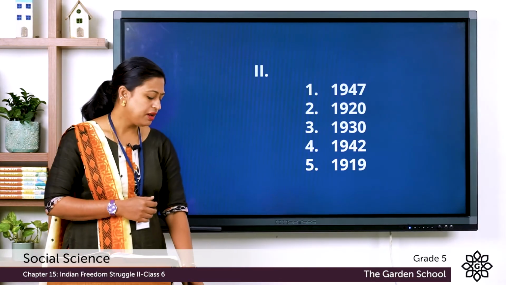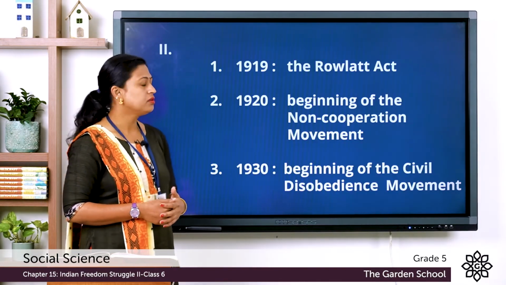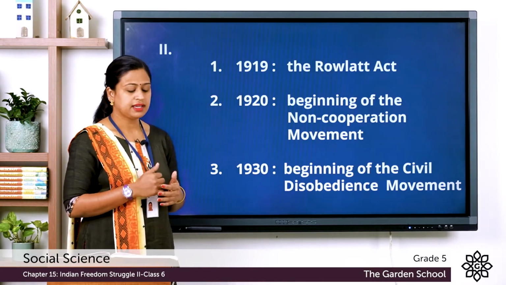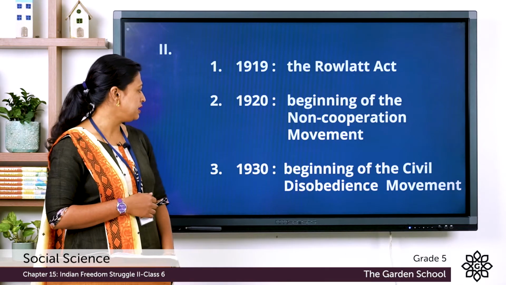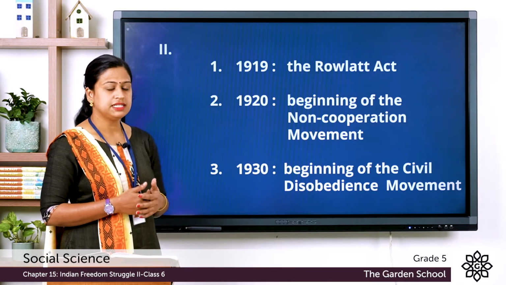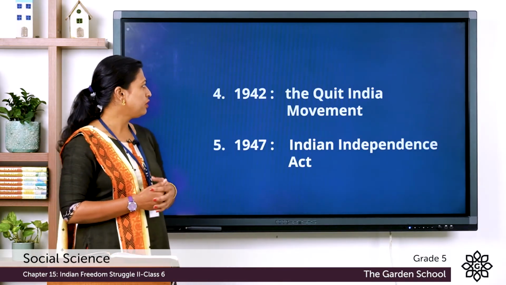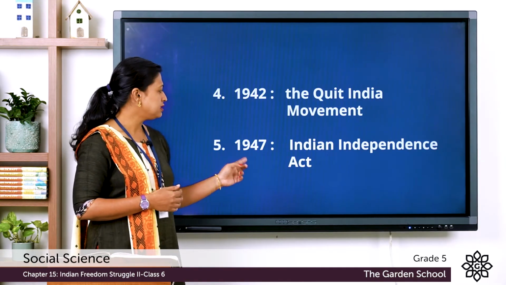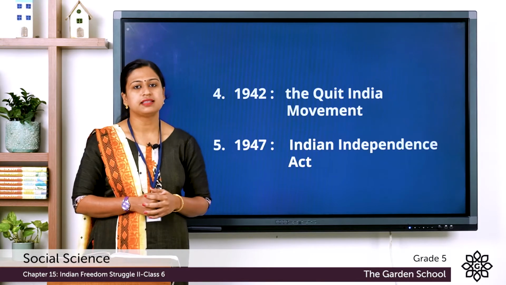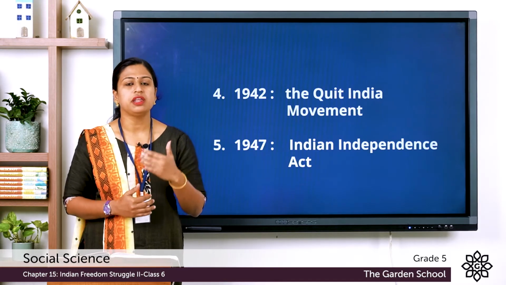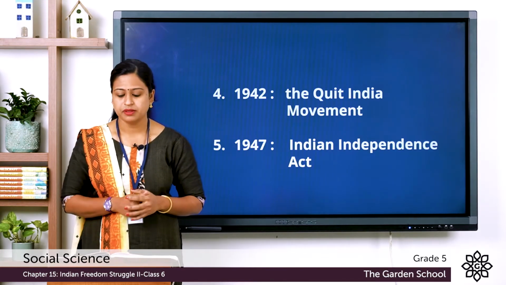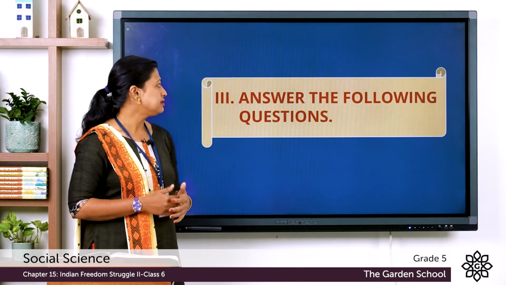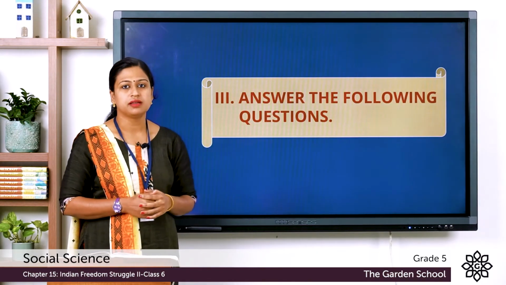Now let's arrange them in proper order. The first one is 1919, second one is 1920, third one is 1930, the fourth one is 1942 and the fifth one is 1947. So this way you have to arrange them in proper order. Now let's move on to the third part, that is answer the following questions.